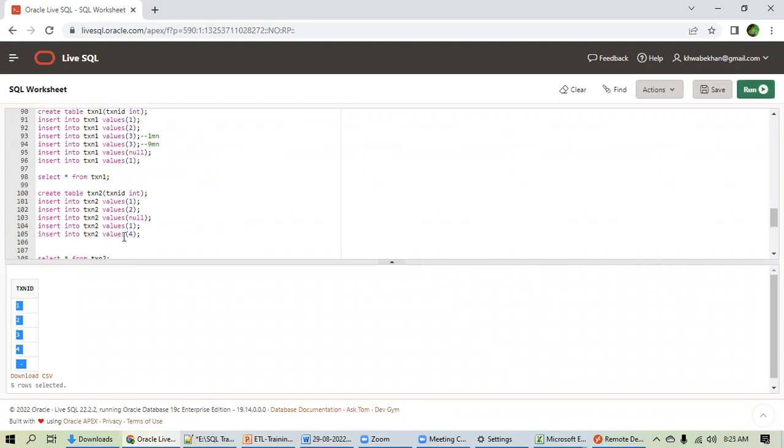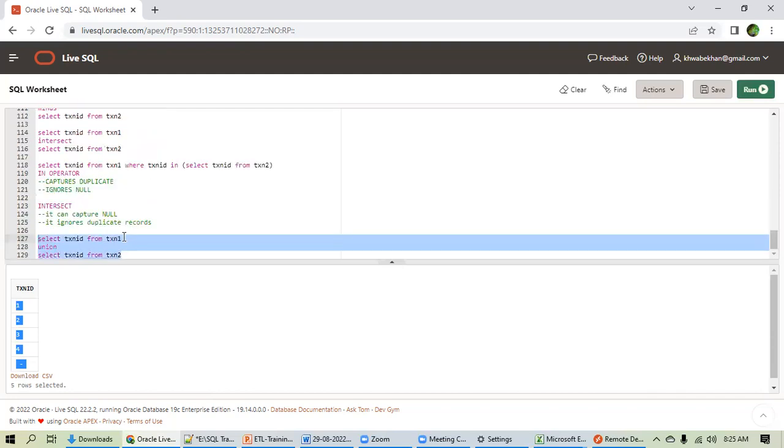So what is happening here? Tell me. All the distinct IDs in both the tables are being displayed. Good. It is displaying the distinct IDs from both the tables. So that is your union operator. It will give you the distinct values from both the tables. Any question? Only distinct. Is it able to capture duplicates? No. Is it able to capture null? Yes. Okay. The union is clear?